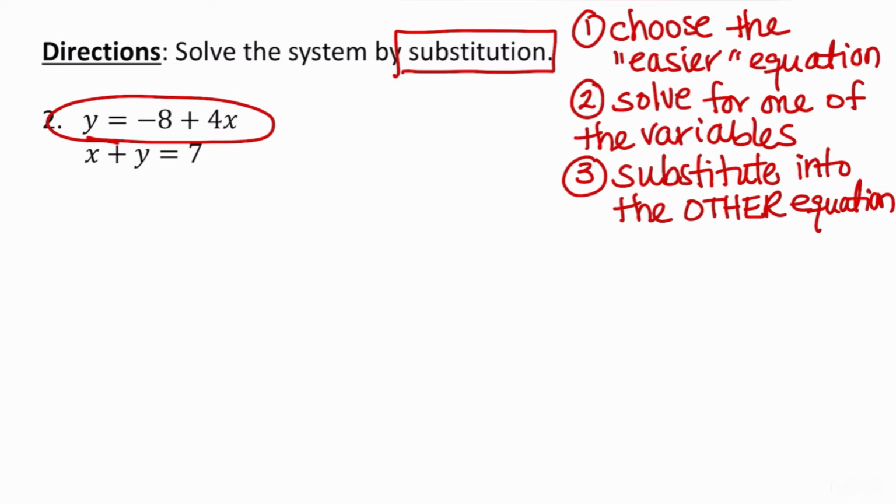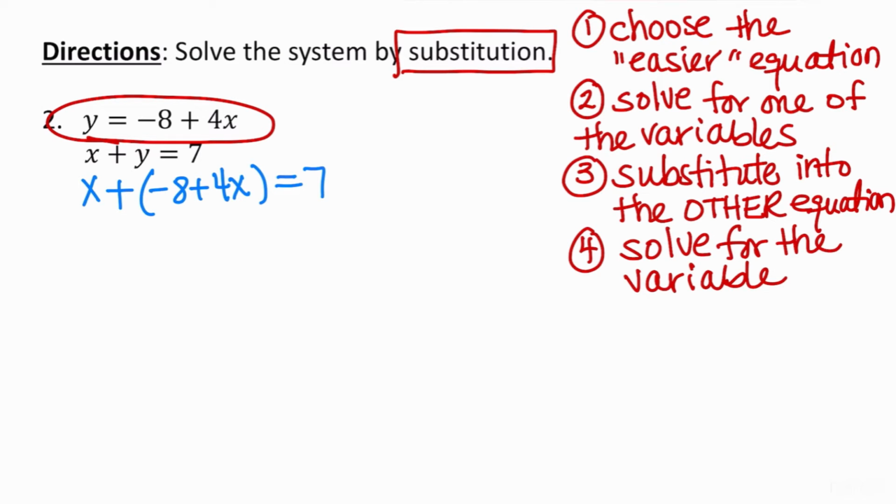So I'm going to rewrite x plus y equals 7, but instead of y, since y is equal to negative 8 plus 4x, I'm going to replace it. I'm going to replace y. I'm going to substitute with negative 8 plus 4x equals 7. Okay, so this process is called substitution because I'm literally isolating one of the variables and then substituting that information into the other equation. So now I can go ahead and solve.